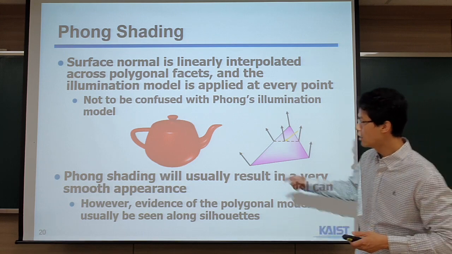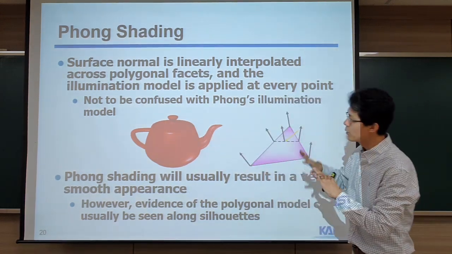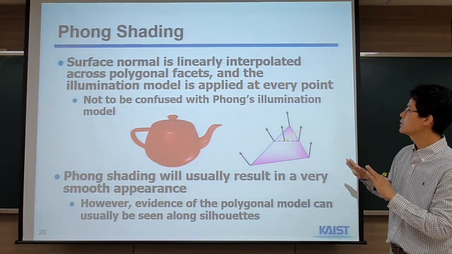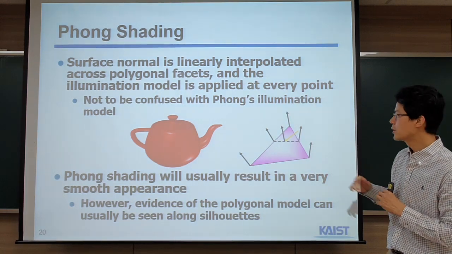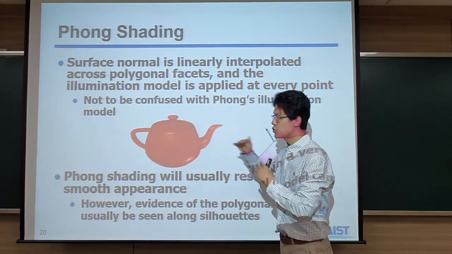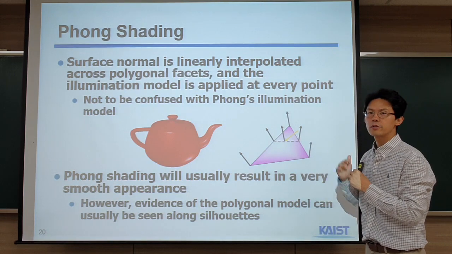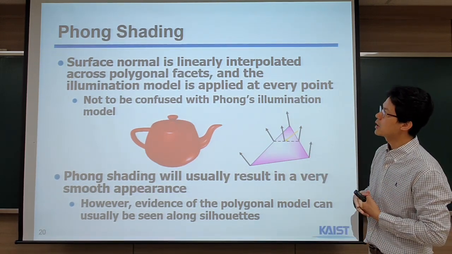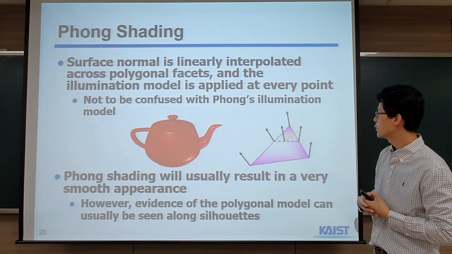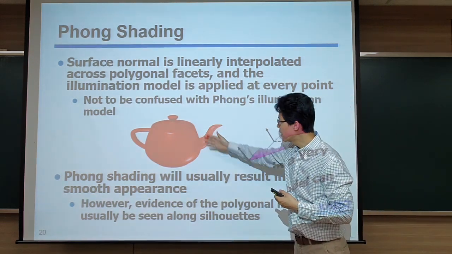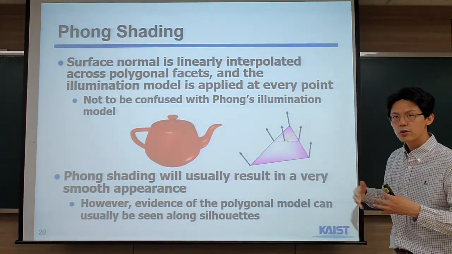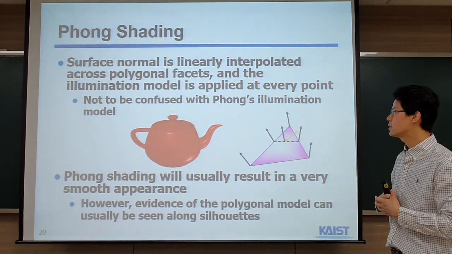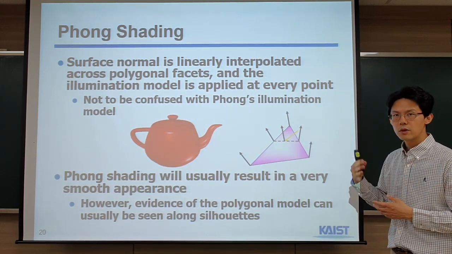Yeah, but still along this silhouette, if there are fewer triangles, we can see some of the shape of the boundary of the triangles, right? So in those cases, even though we use Phong shading, we might get some artifacts. To avoid that kind of artifact, we need to use more triangles. That's why we talked about the subdivision meshes before.